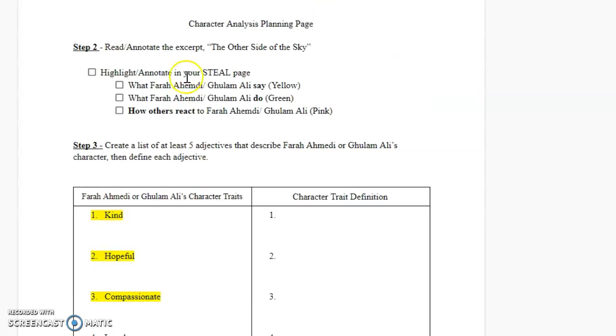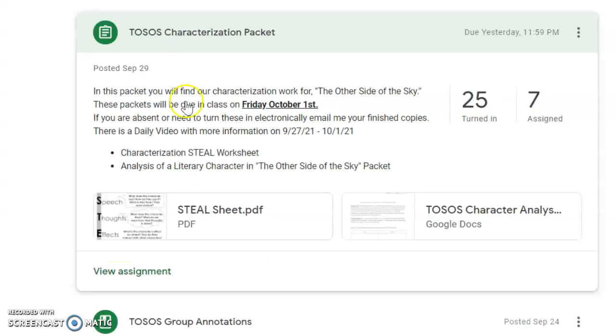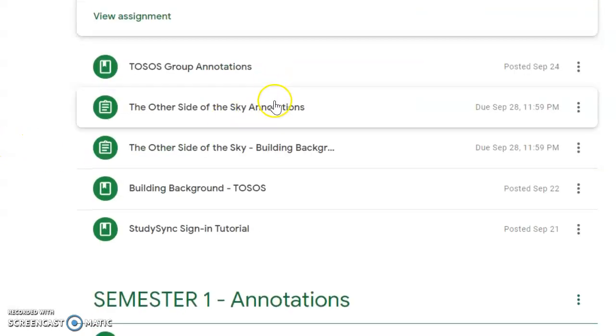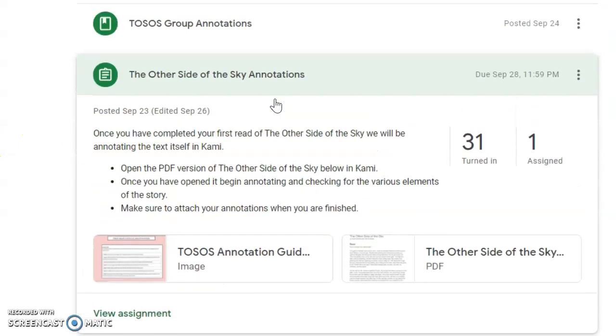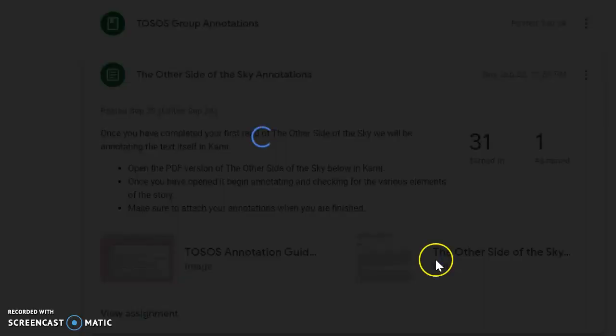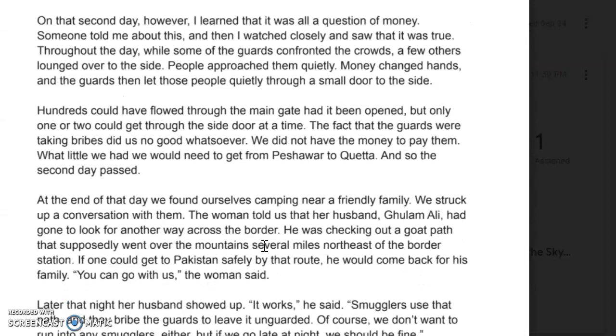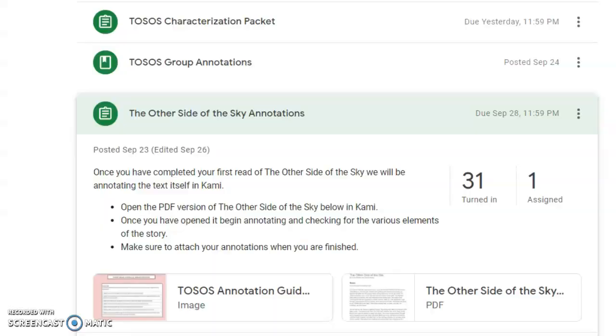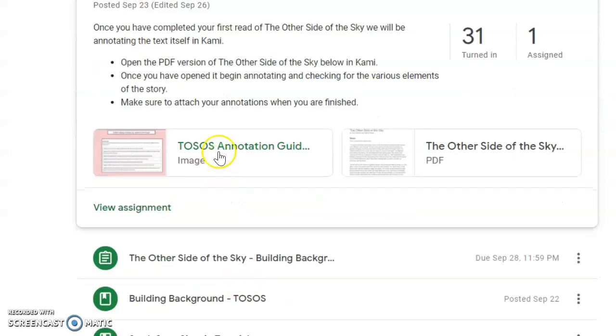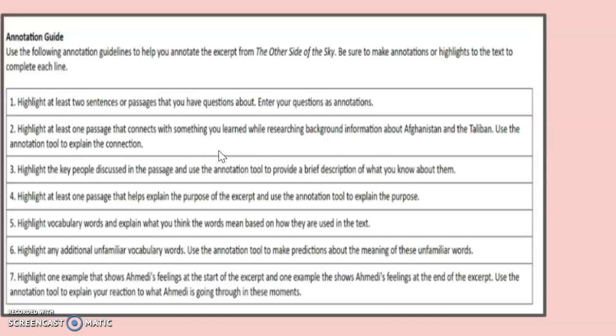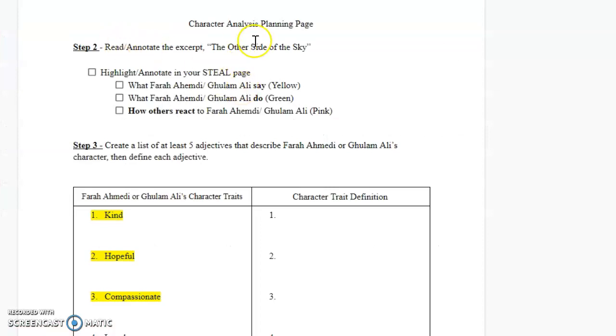Okay, step 2. Read and annotate the excerpt The Other Side of the Sky. You guys already did that. I had you do it, not as a group but individually. I had you guys read The Other Side of the Sky. We read it on StudySync, and I have a copy here for you, of course. And then I had you annotate the story itself on Kami. So you guys did these 7 highlights for The Other Side of the Sky. So you've got most of step 2 done.